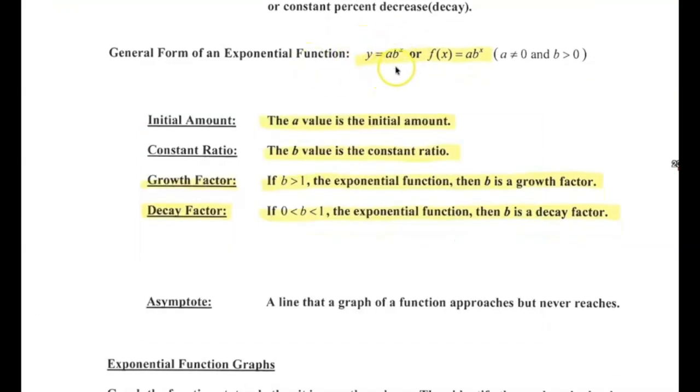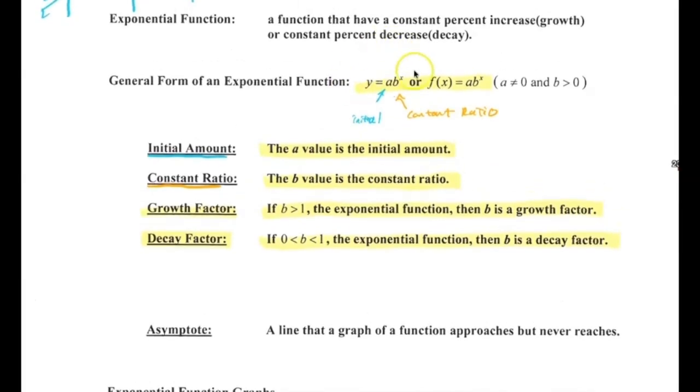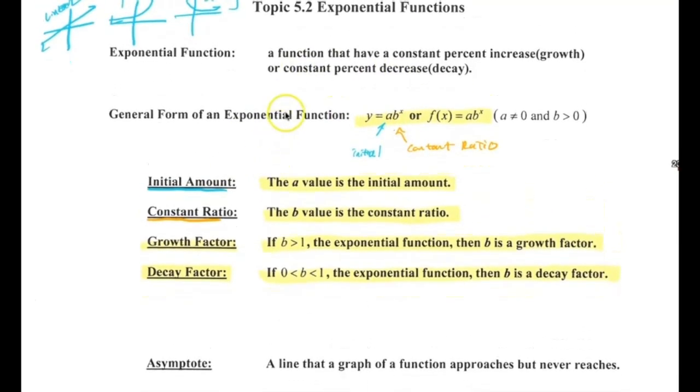Now let's talk about how we break this down. x and y are the coordinate points. A is the initial amount. Kind of like in slope-intercept form, it would be like the b, the y-intercept. It's not a y-intercept, it's the initial amount though. And then our b is our constant ratio. That's the amount you're multiplying by each time. That's also what makes it different from a linear function. In a linear function, you're adding the same amount each time. In the exponential function, you're multiplying by the same amount each time.